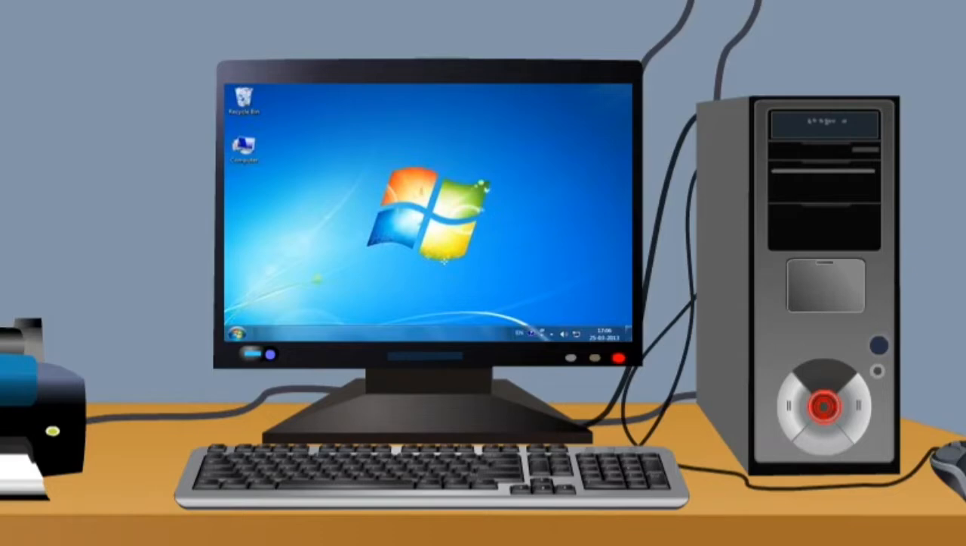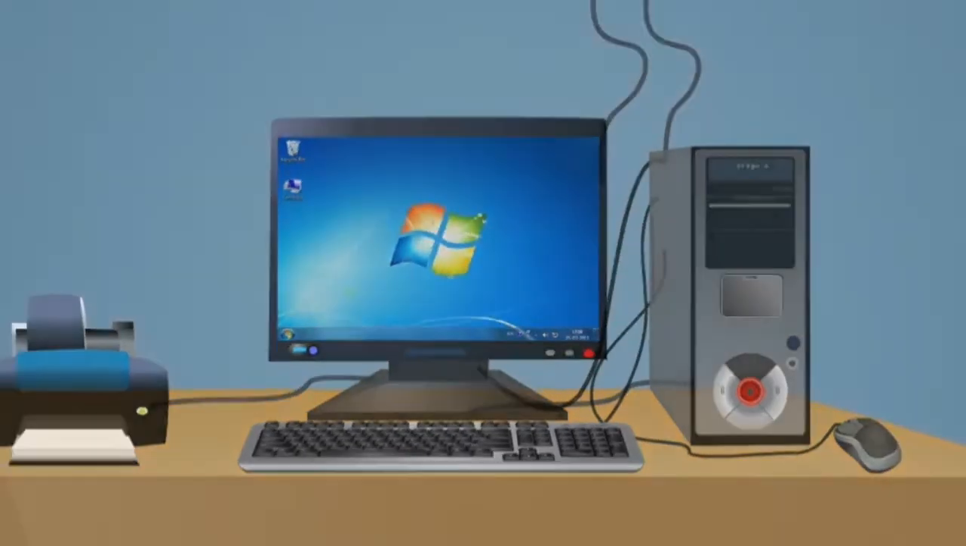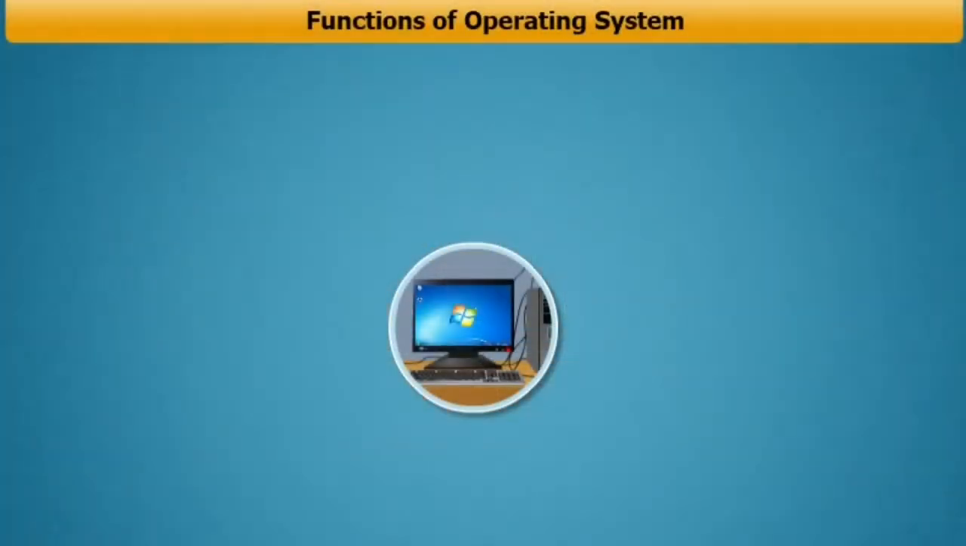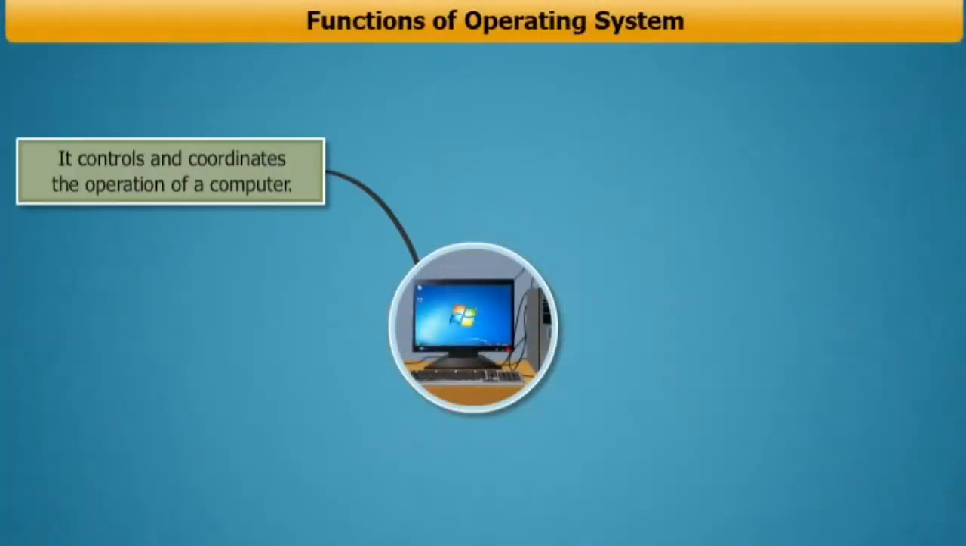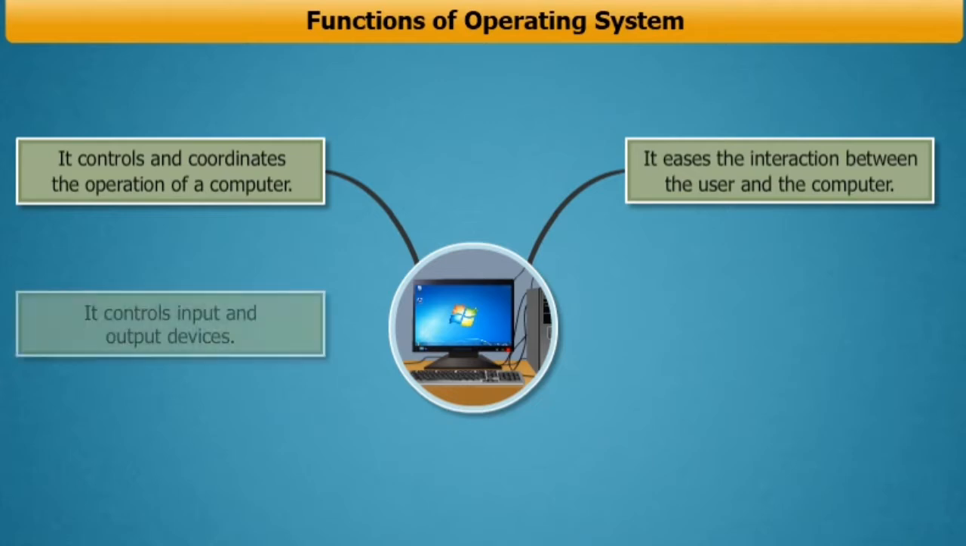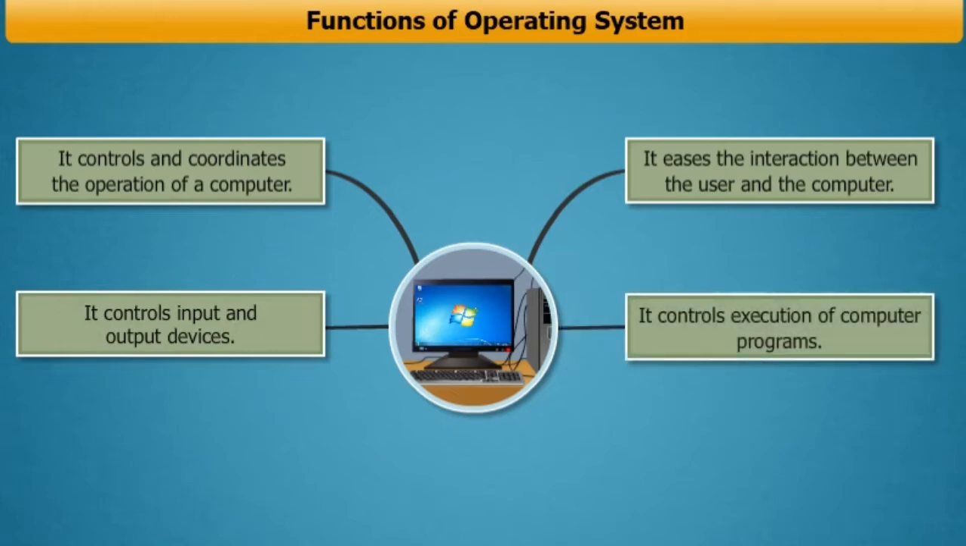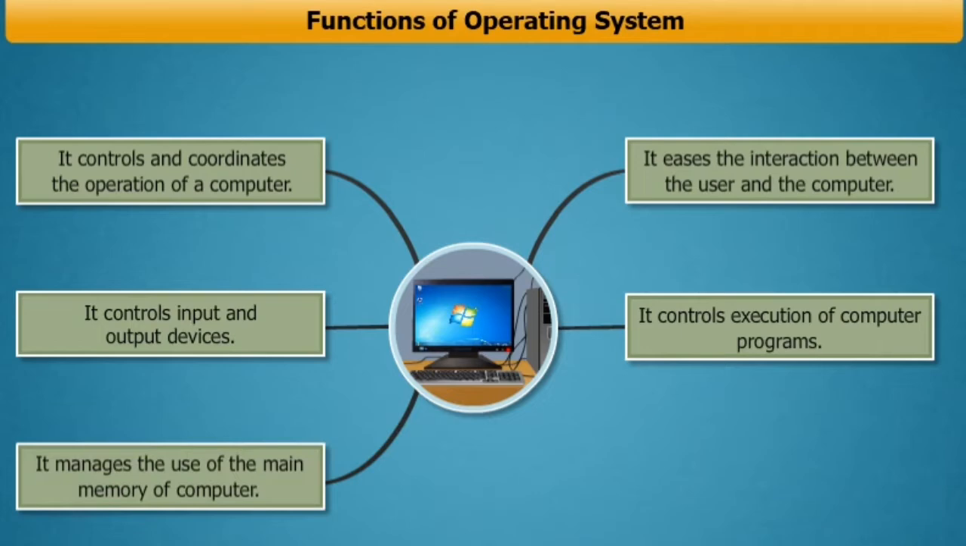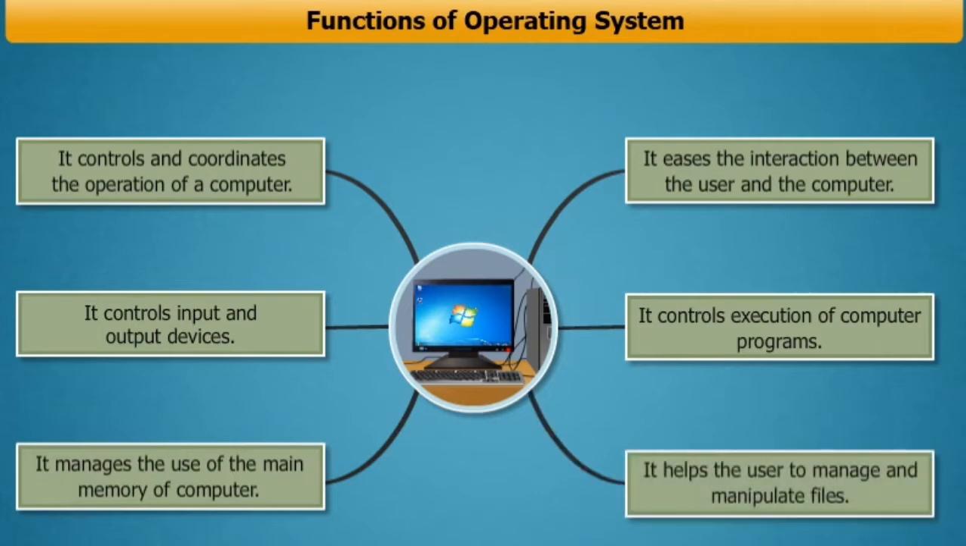The operating system plays an important role in using a computer. Let's see various functions of the operating system. It controls and coordinates the operations of a computer. It eases the interaction between the user and the computer. It controls input and output devices. It controls execution of computer programs. It manages the use of the main memory of computer. It helps the user to manage and manipulate files.